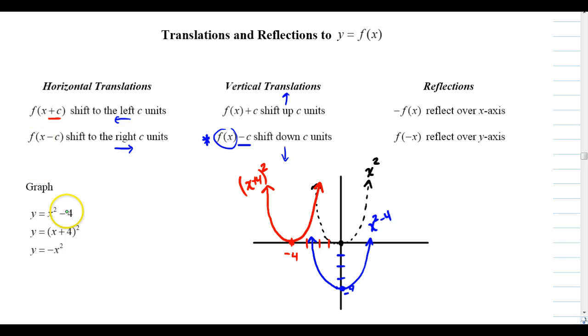And then finally, let's take a look at a reflection. Here I have a -1 being multiplied to the entire function, so negative x squared. This negative is on the outside, so this is going to reflect over the x-axis. The horizontal line is the x-axis. So what happens to this black dotted function is that it flips over and becomes a downward facing parabola. Again, I can imagine this x-axis as a mirror. A reflection is like a mirror image. So I reflect it over this mirror that is the x-axis, and now it's a downward facing parabola. So this green graph is the graph of negative x squared.